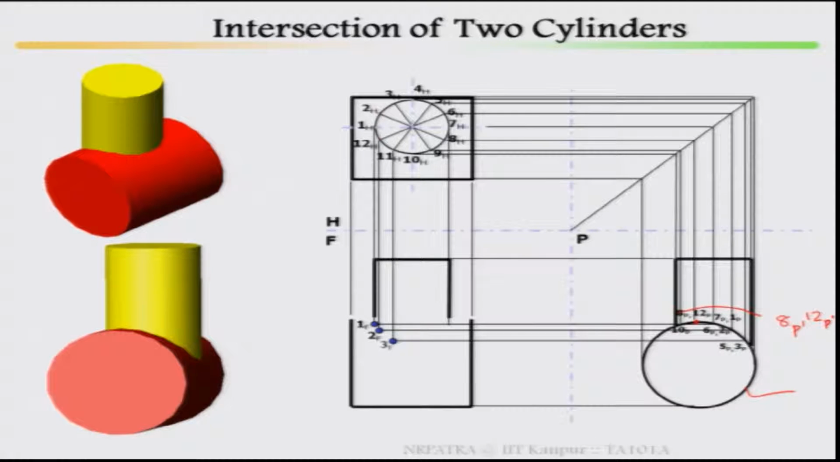Then similarly 3, we are talking about at the top 4, now similarly 5, now similarly 6. Here and here it has been projected back. Now similarly 7, now similarly 8, 9, 10, 11, 12 in the front view.